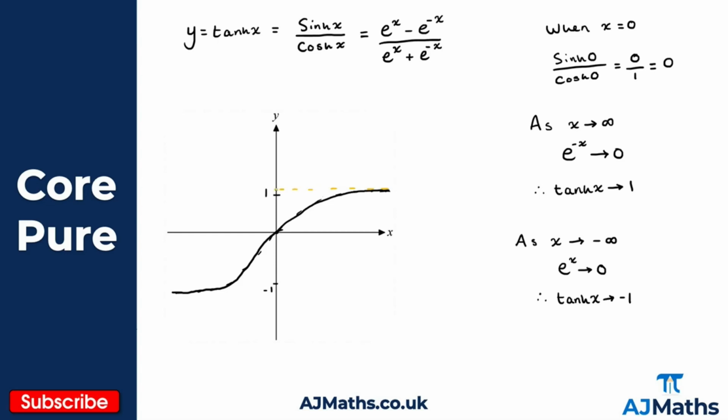Let's just say that's my y axis. That's my point 1 there. So I have an asymptote here at y equals 1. And we also have another one here at negative 1. I'll have an asymptote there, y equals negative 1. So our asymptotes for y equals tanh x are y equals 1 and y equals negative 1.